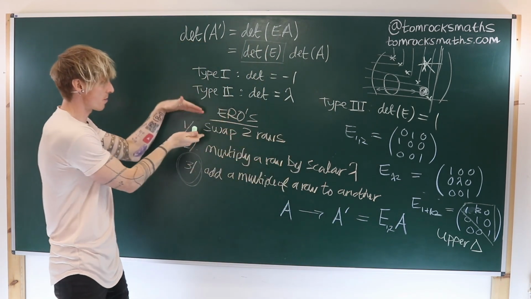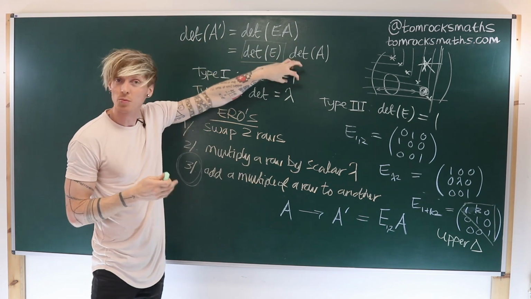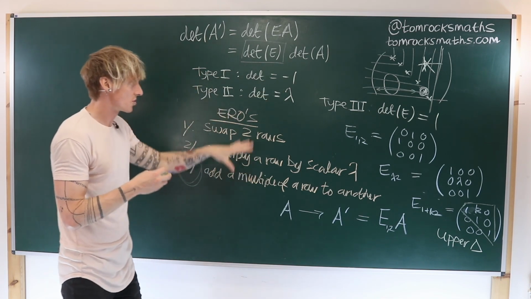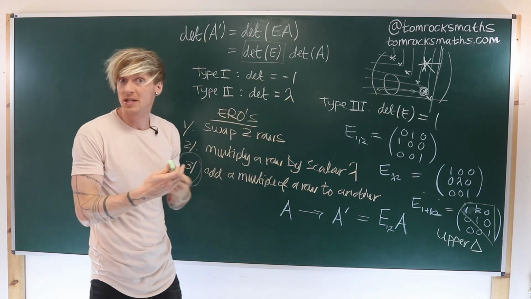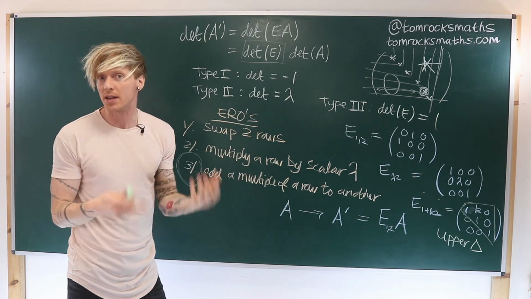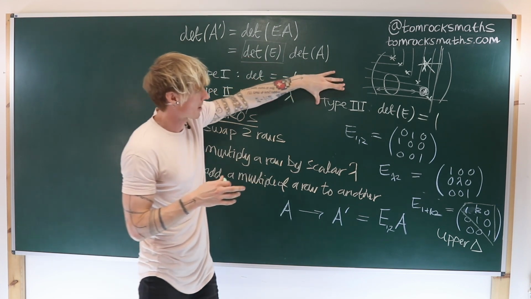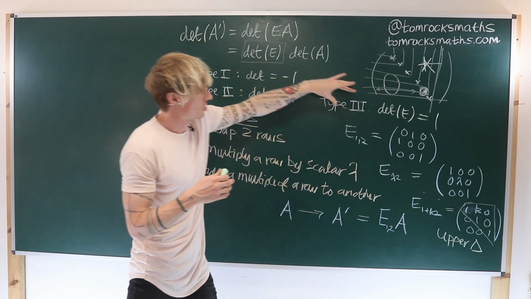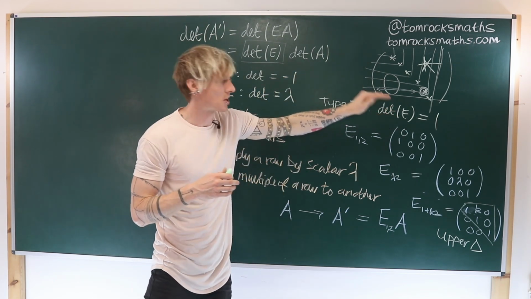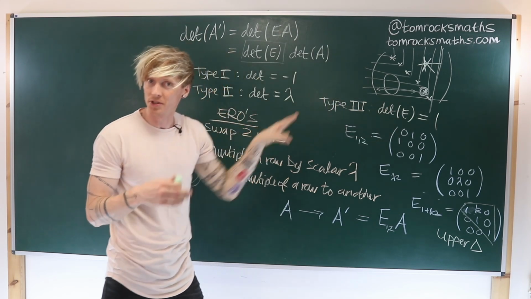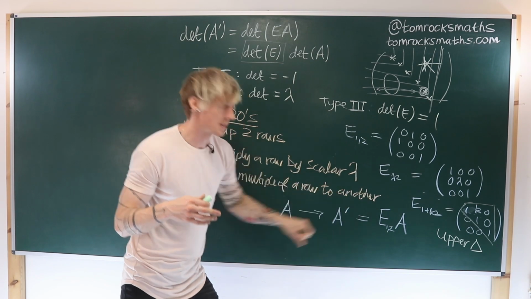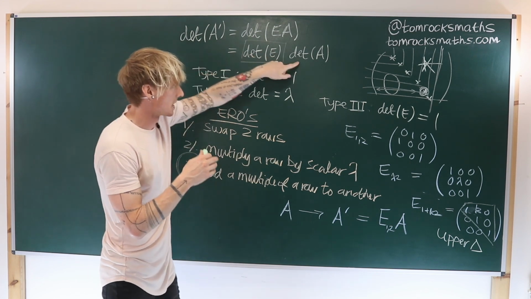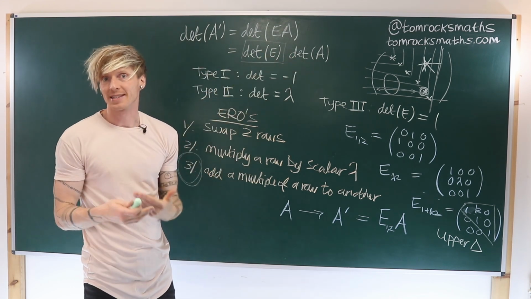So whilst the type 1 ERO introduces a -1 sign, which again we already knew from the properties of the determinant, the type 2 introduces a lambda factor, which again we did already know from the properties of the determinant. We can now see that the type 3, where we add a multiple of a row to another, does not change the determinant because the elementary matrix that you pre-multiply by to do this procedure has determinant 1, and we know that the new determinant is just 1 times the old one, so therefore it hasn't changed.